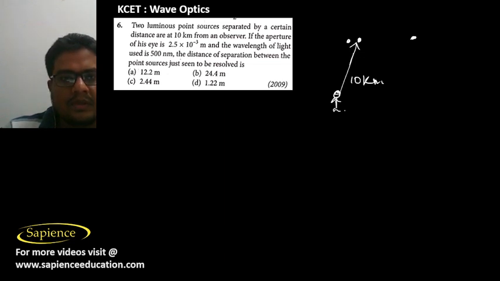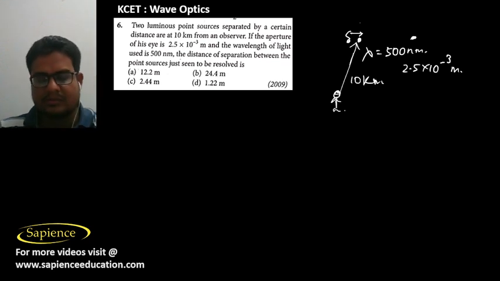If the aperture of his eye is 2.5 into 10 power minus 3 meter and the wavelength of the light used is 500 nanometer, the distance of separation in between the two point sources just resolved is how much?